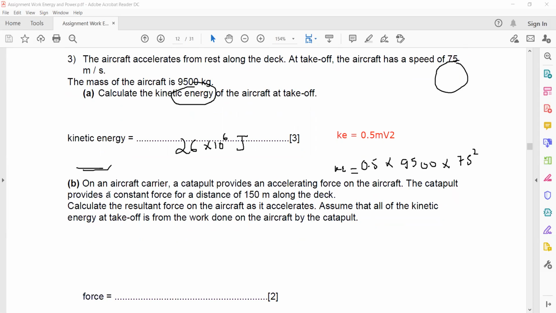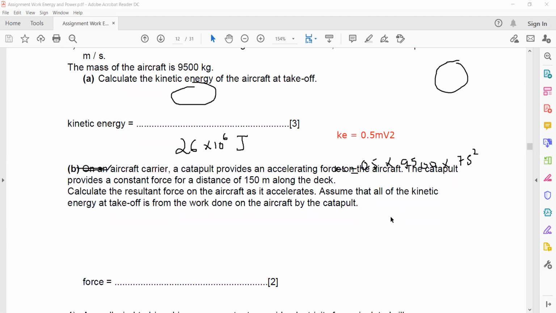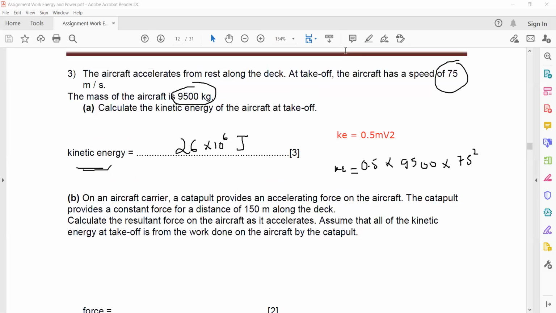Next part: on an aircraft carrier, the catapults provide an accelerating force to accelerate the aircraft. The catapult provides a constant force for a distance of 150 meter. Calculate the resultant force. So we need a force as it accelerates. The kinetic energy at takeoff is from the work done on the aircraft by the catapult. What is the meaning here?